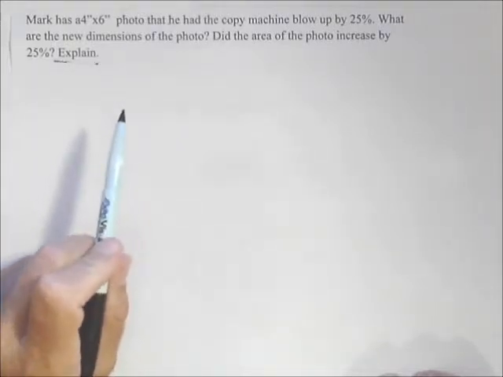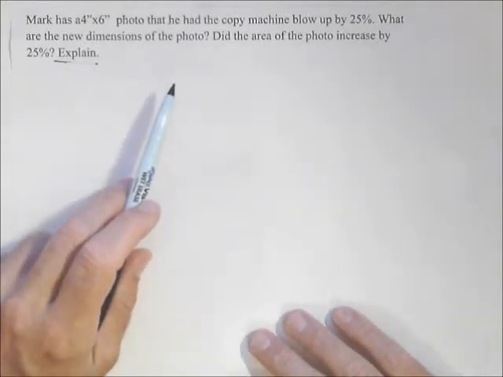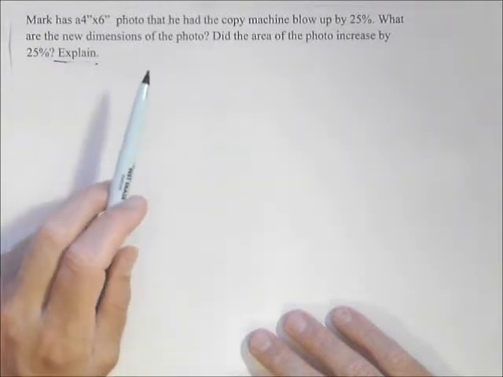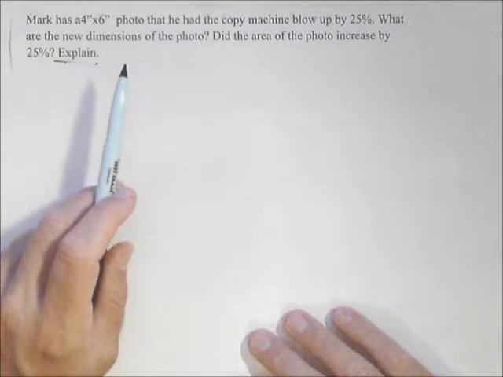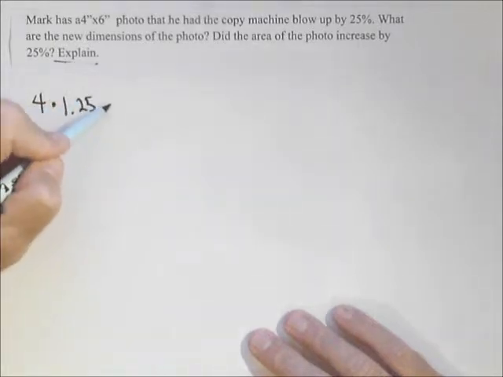Explain. So, if you were to take a 4 by 6 inch photo and blow it up by 25%, what you'll see is that both dimensions actually get increased by 25%. So, let's do that to each of our dimensions. So we're going to take the side that's 4 inches, and remember, if we're increasing something by 25%, we're finding something that's 125% of the old amount. So 1.25 is what we're going to scale this 4 inch side by.